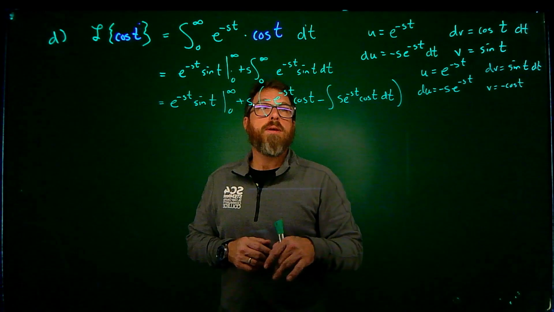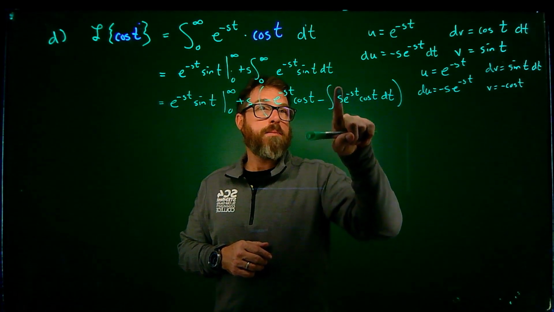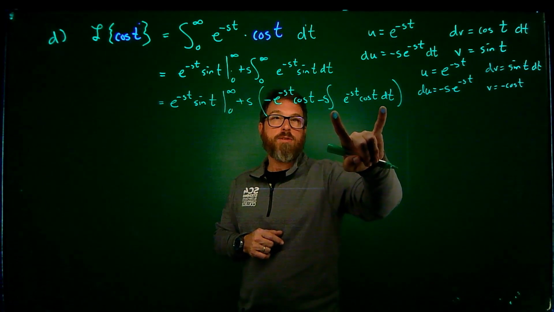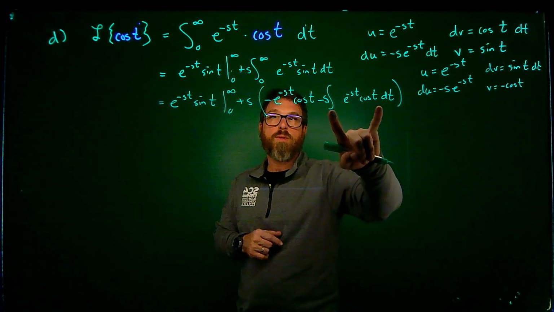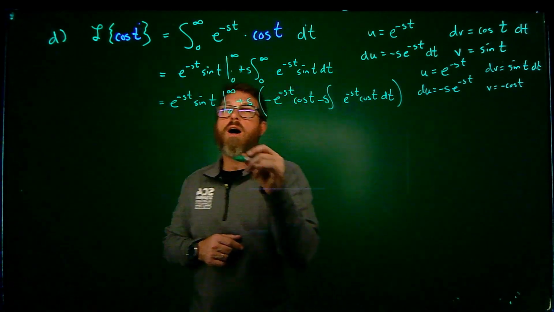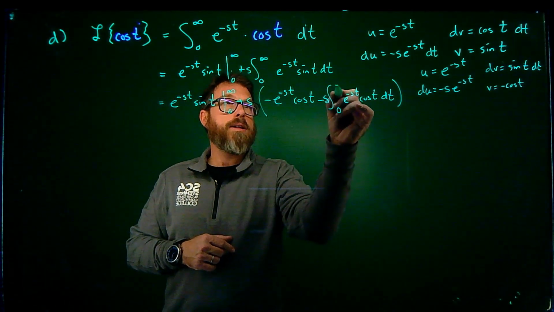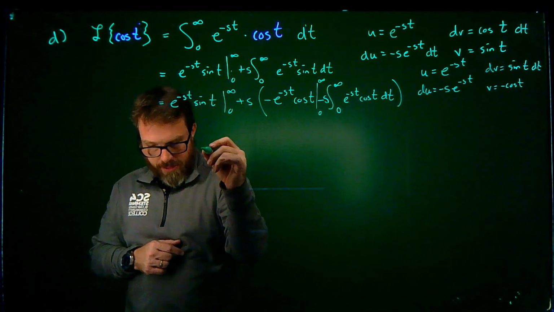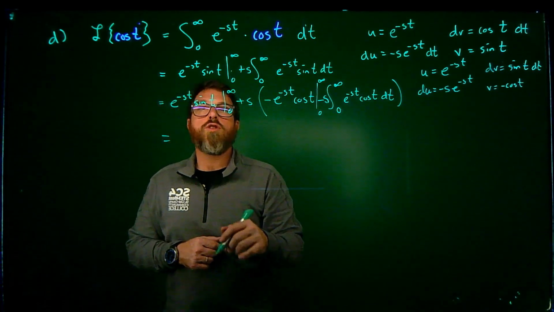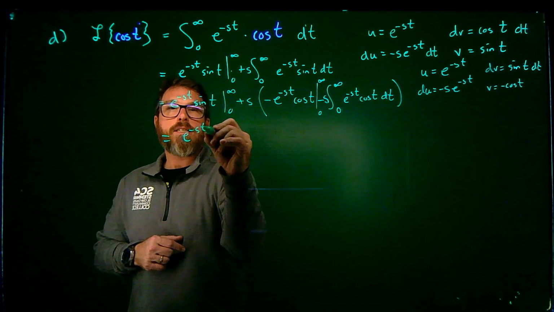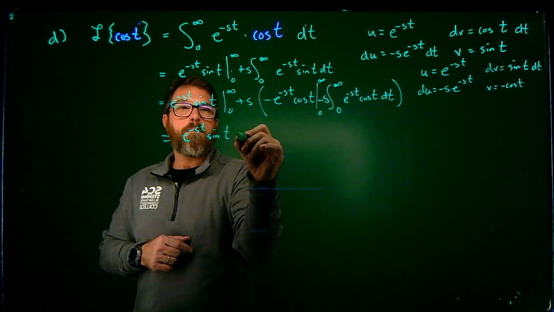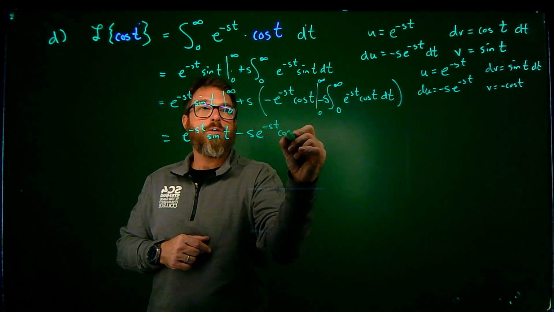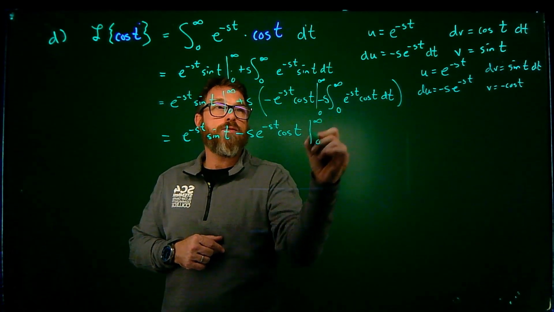Now this is where that repeat comes from. What I can see is if I pull out this s, I can put it here. And I see that I have that particular integral there, so what are we going to do with that? So let's spit this out, and I need to make sure that I evaluate that from 0 to infinity as well. And let's simplify this. So this is going to be equal to e to the minus st sine t minus s e to the minus st cosine t, and both of those are being evaluated from 0 to infinity.